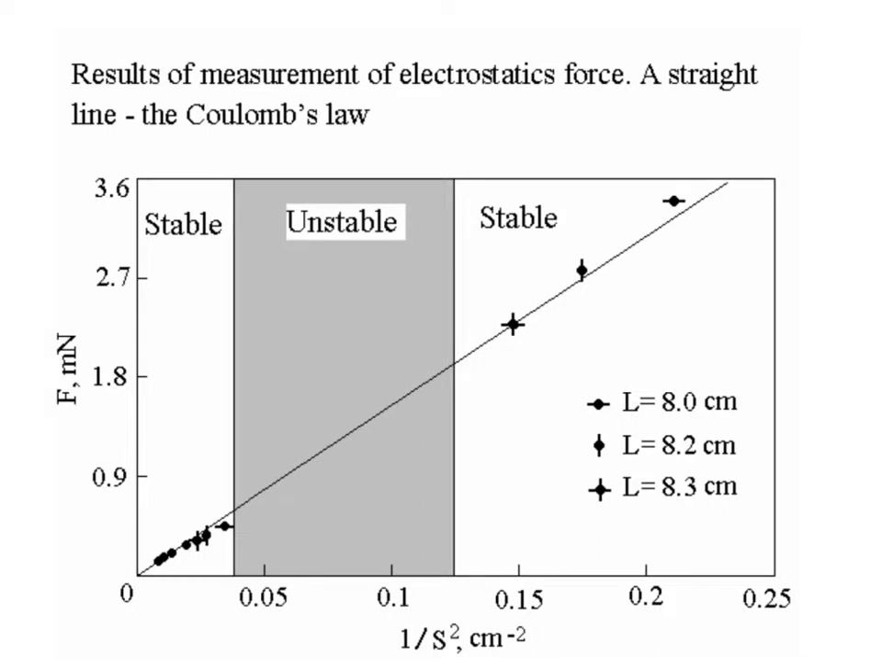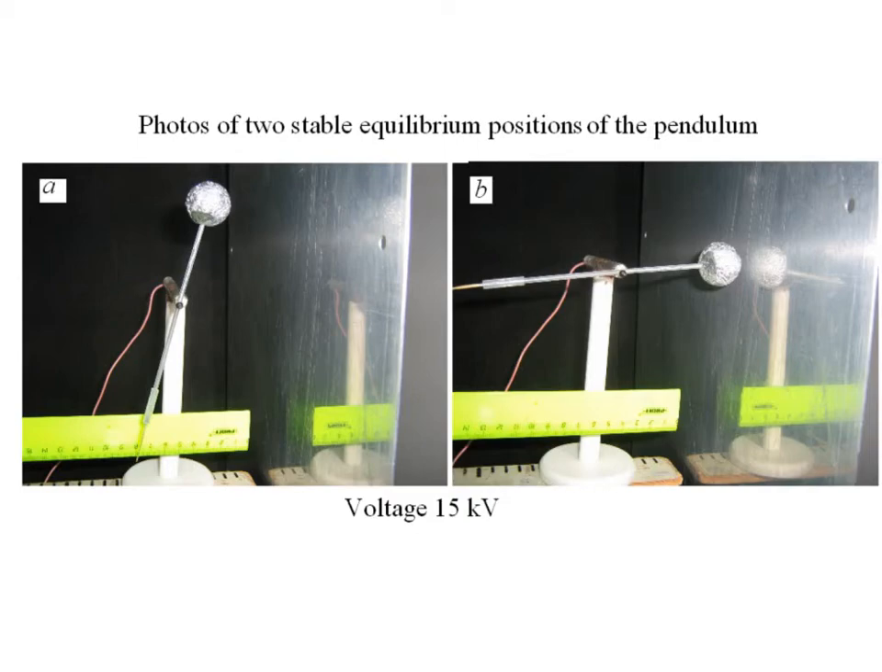The photos show two stable equilibria of the pendulum that occurred at the same set of experimental parameters. The voltage applied to the ball is 15 kilovolts. Transition from one equilibrium position to another is possible with a weak external force.